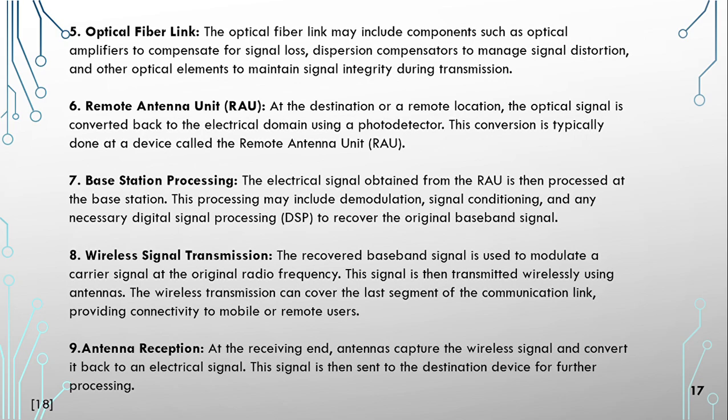The next step is base station processing. The electric signal obtained from the RAU is then processed at the base station. This processing may include demodulation, signal conditioning, and any necessary digital signal processing to recover the original baseband signal.